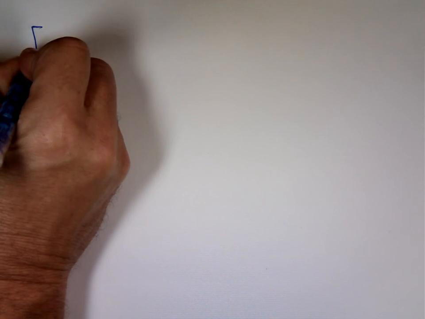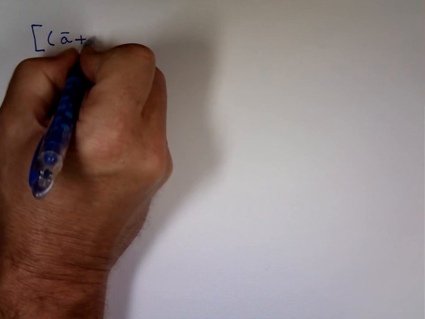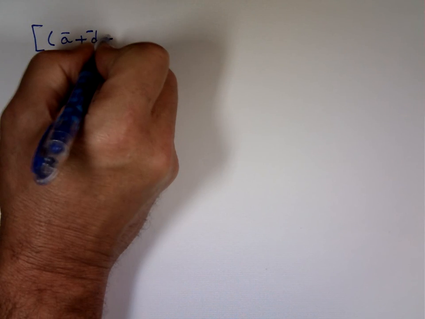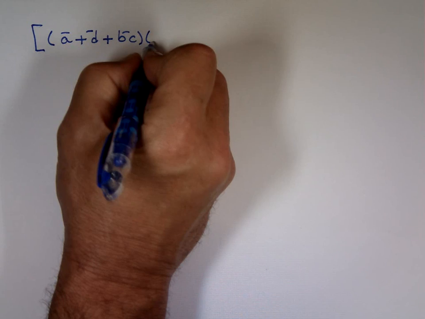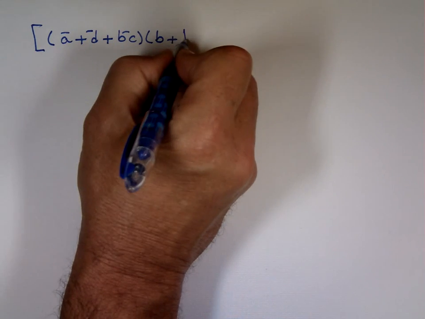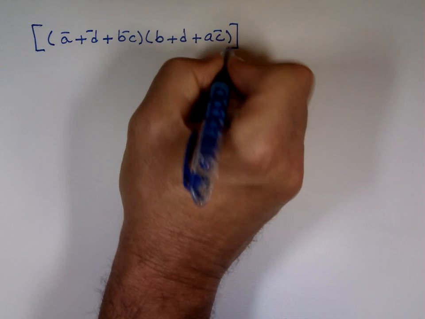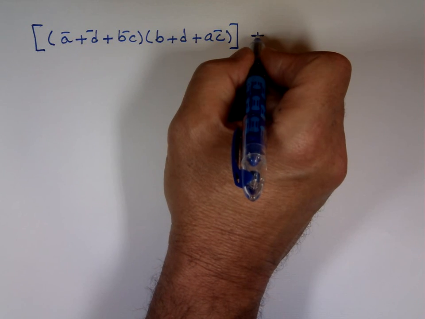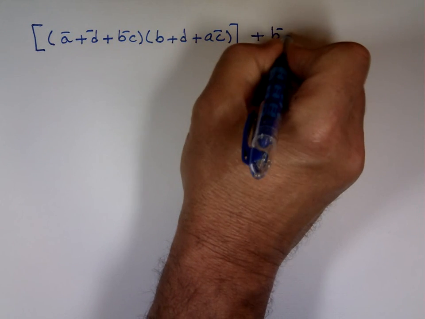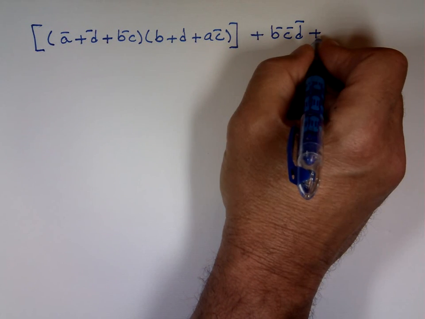Here's what I see here. A bar plus D bar plus B bar C, multiplied by B plus D plus AC bar. Add to it B bar, C bar, D bar. Add to it A bar, C bar, D.